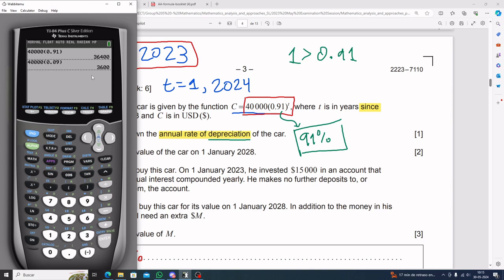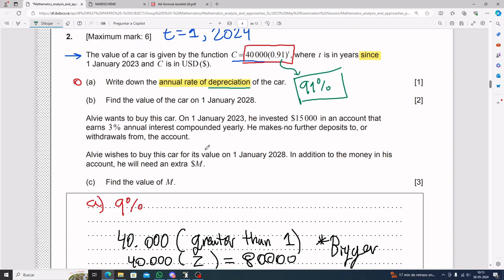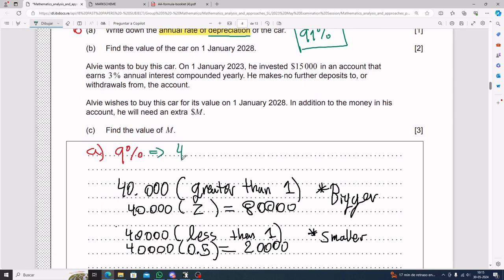Now let me explain for a moment how I actually got those numbers. So if you want to depreciate it by 9%, that means you're taking 40,000 and multiplying it by 1 minus 0.09.